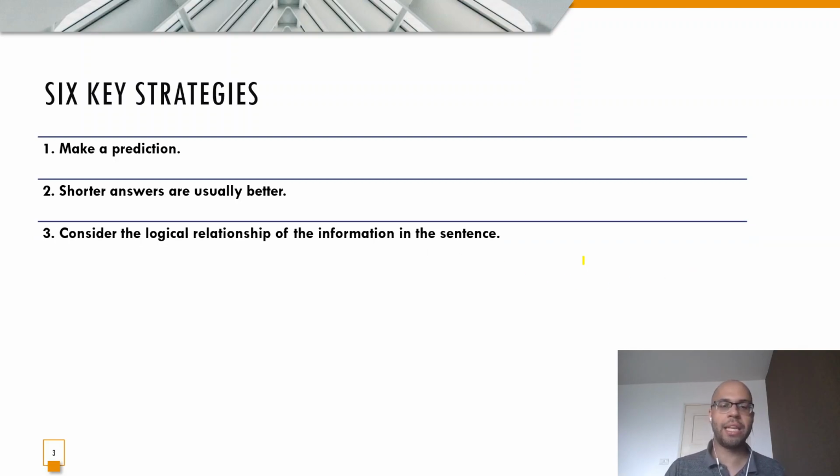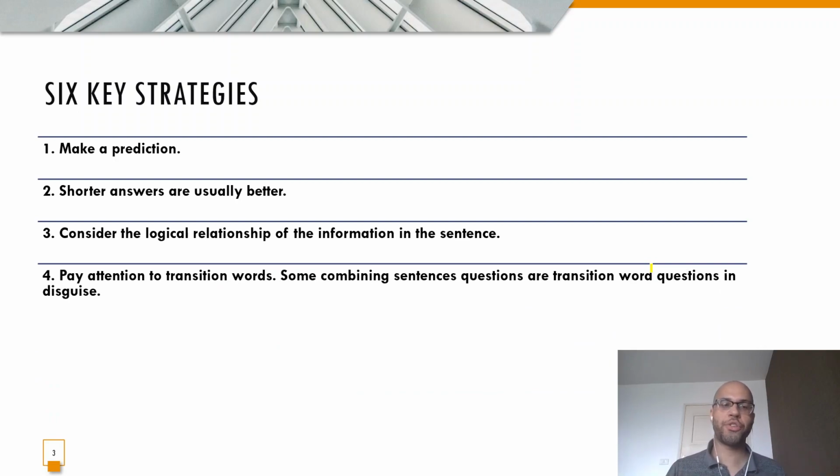Now, the next thing that you need to do is consider the logical relationship of the information in the sentence. We'll be talking more about this over the course of the video, but when we structure information in an English sentence, we typically want to put important things at the beginning of the sentence, and we don't want to put important information between commas, dashes, or parentheses, or toward the end in what's called a subordinate clause, something like a comma plus who or a comma plus which. You don't want to put important ideas in those locations.